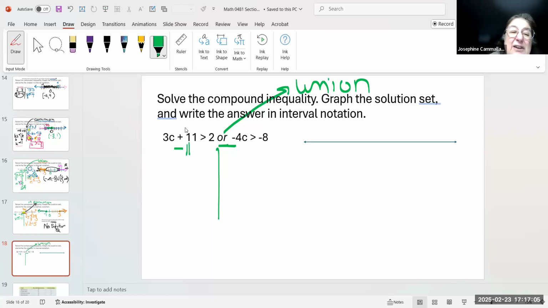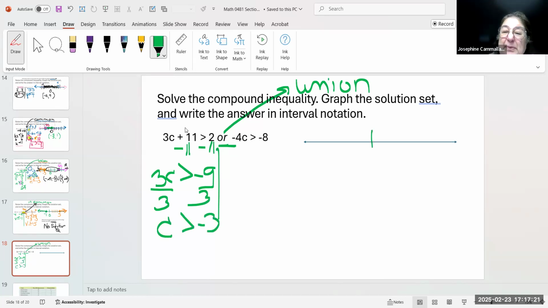Subtract 11 from both sides. I get 3c is greater than -9. Divide by 3. C is greater than -3. Here's -3. I have an open circle, and I'm going in this direction.